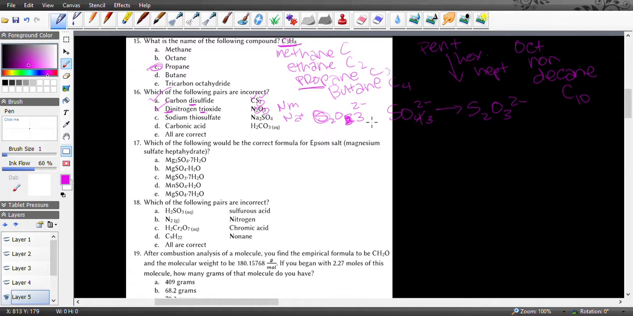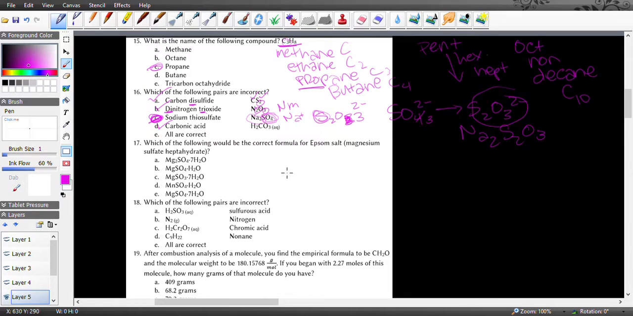S2O3 2 minus. So we have the correct number of sodiums here, but we have the incorrect half right here, right? It should be Na2S2O3. So that one can't be it. Or that one is it. And carbonic acid, that's correct. So C for 16.